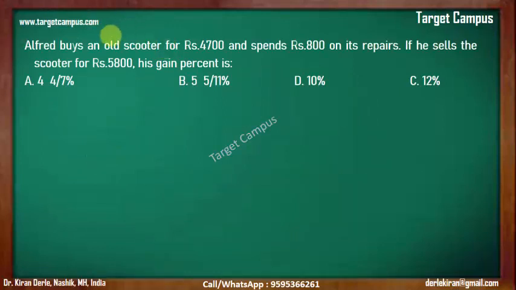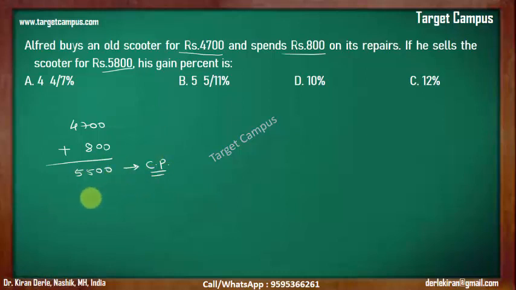The question goes like this: Alfred buys an old scooter for rupees 4,700 and spends rupees 800 on its repairs. If he sells the scooter for rupees 5,800, his gain percent is? So Alfred bought the scooter for rupees 4,700 and spent 800 on the repairs, so his total expenditure on the scooter is 5,500. This is his total cost price. Now, what is his selling price? His selling price is 5,800.